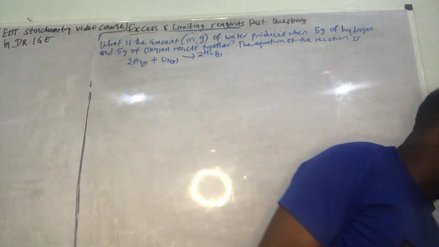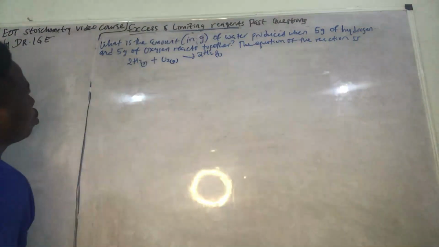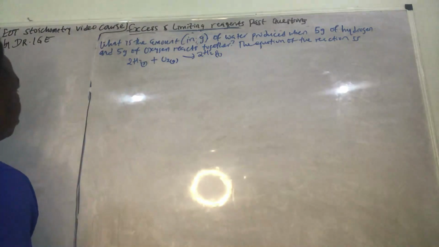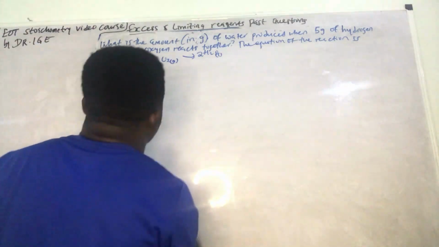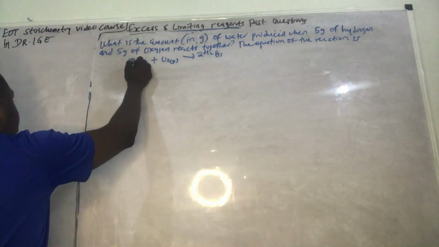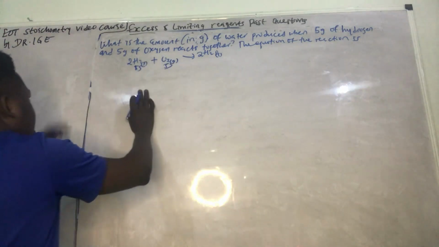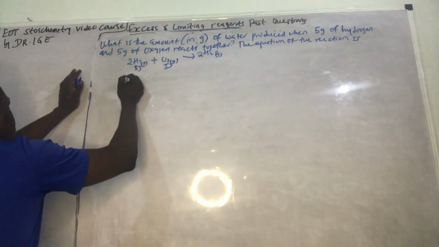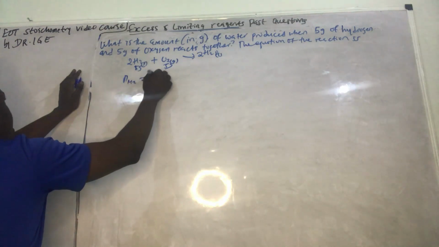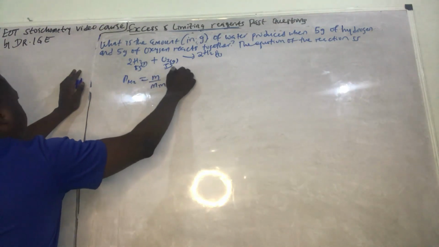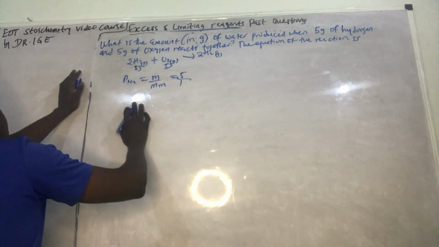So you ask me what is the mass of what? Water. So you see they said 5 grams of hydrogen and 5 grams of oxygen. Because they give us 5 grams here and 5 grams here, I want to look for the excess and the limiting. We'll work with the limiting. So let's say this for hydrogen, mass over molar mass. What is the mass? 5. What is this thing? Hydrogen is 1.